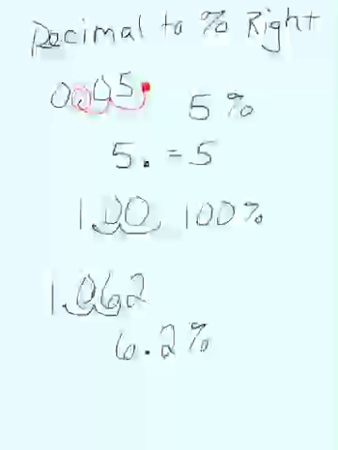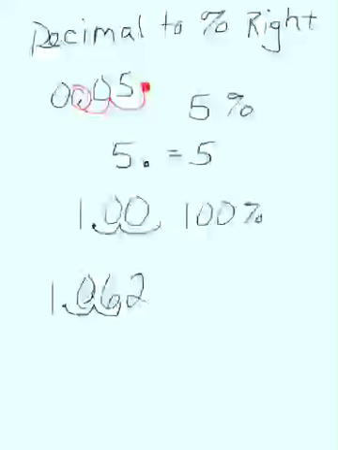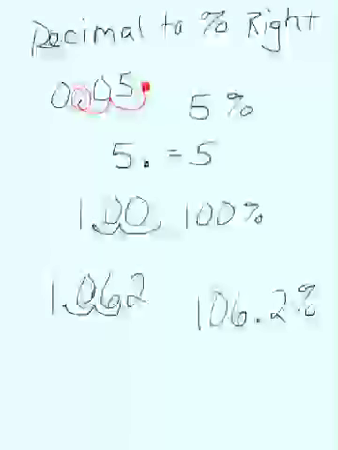Oops. Ignore that. Ignore everything I just said. That is not 6.2%. It is 106.2%. Thank you. Sorry about that. See, even math teachers make mistakes. Yes, that's practice A, please. So does that make sense?